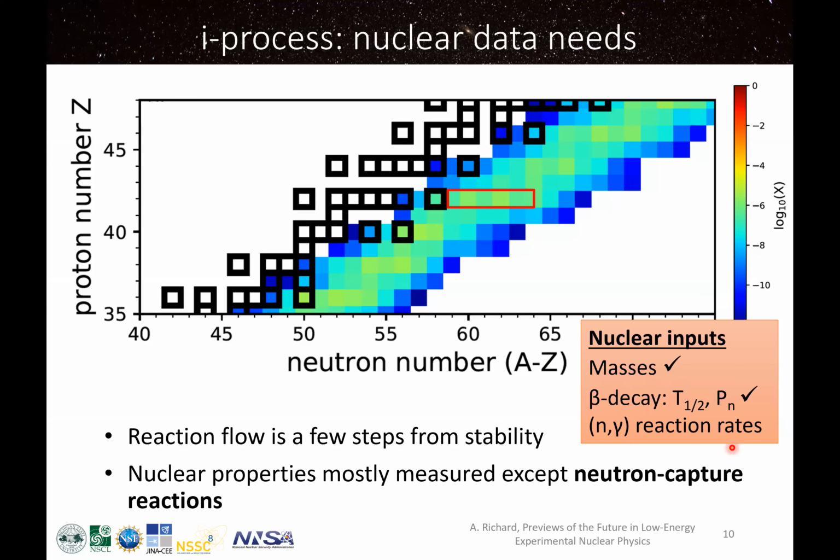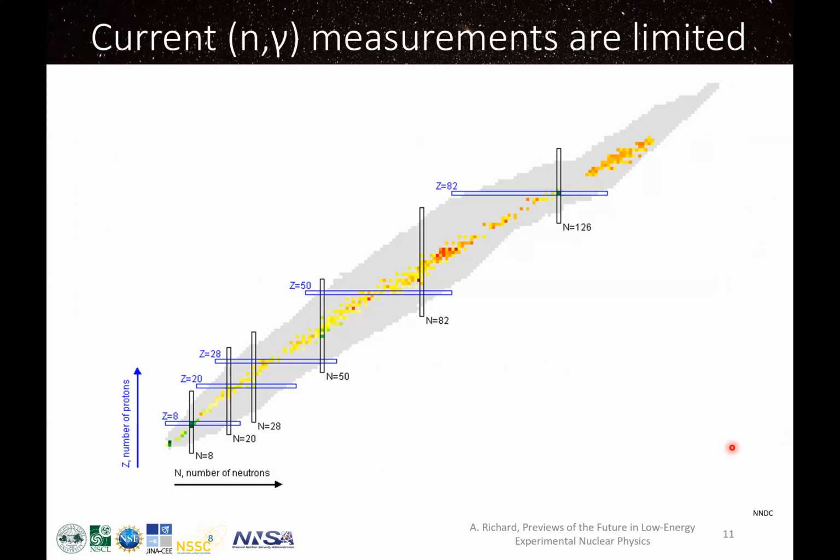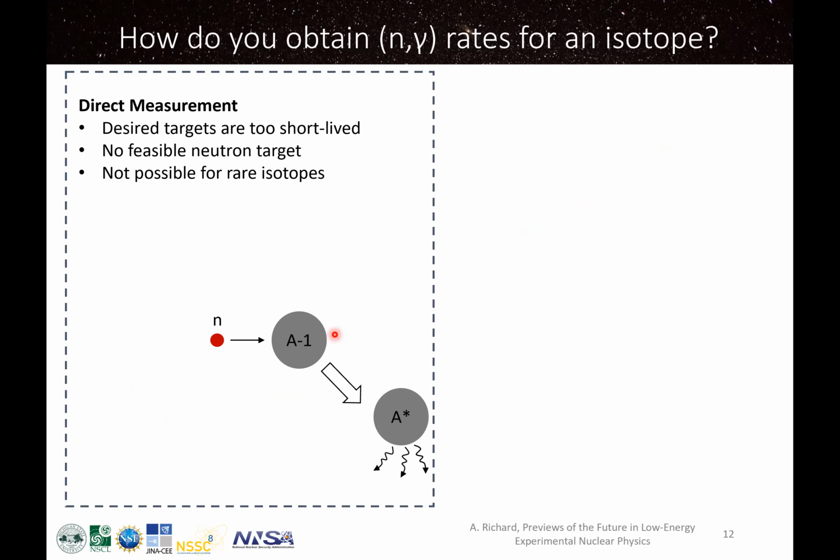So what we really want to try to measure for the I process is a neutron capture reaction. But if we look globally across the nuclear landscape, this is taken directly from the NNDC, we can see that the number of neutron capture measurements that have been made is very limited, and they're limited also to the stable isotopes. We have very few that are occurring on radioactive isotopes. That leads us to ask the question, why is this? How would you normally obtain an (n,gamma) rate? You would want to do some sort of direct measurement where you have your neutron coming in, impinging on your A-1 target to create this A* nucleus that you want, in my case for the I process.